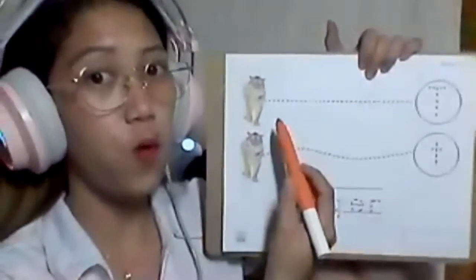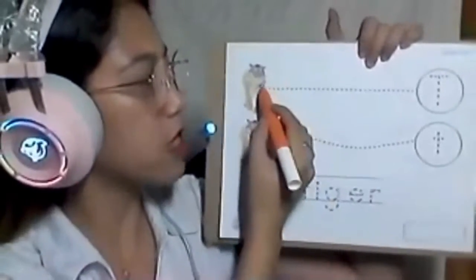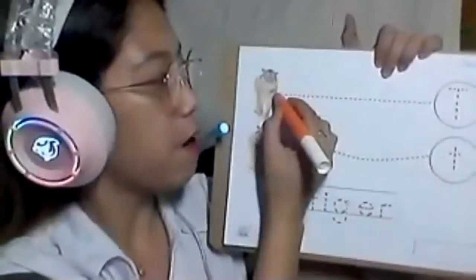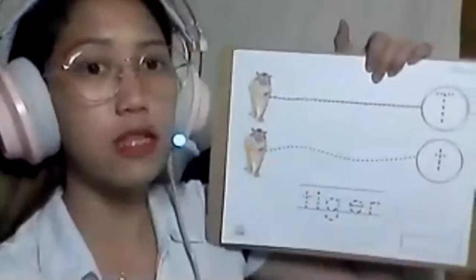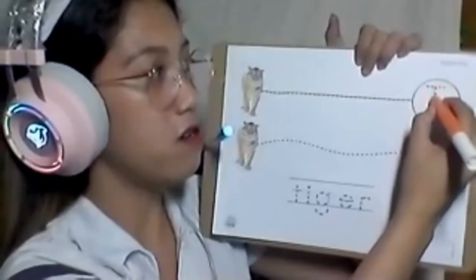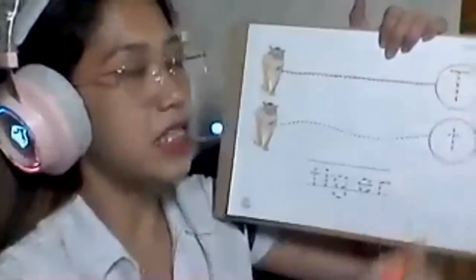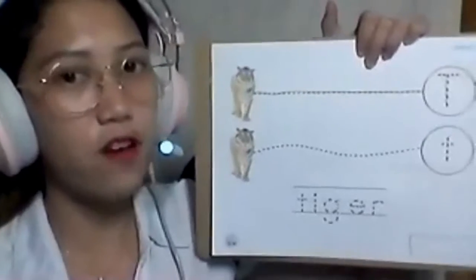And how about you look at here? T is for? Can you see here? What is this? It's a tiger. How about let's bring the tiger to the capital letter T. Make a straight line. And how about let's trace the capital letter T. Make a line down and add a roof on the top. The capital letter T. Very good.